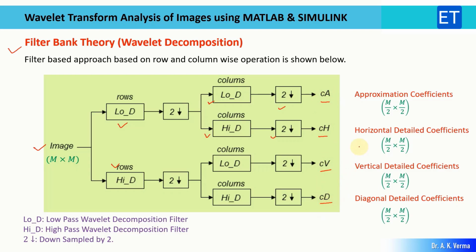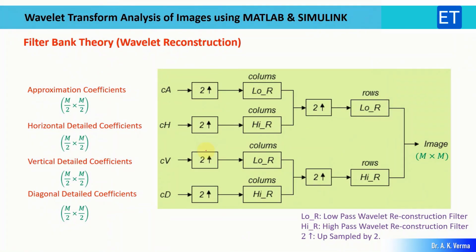This CA is known as the approximation coefficients, and its size is just half of your image M by M. It is M/2 by M/2 because of this downsampling. And this CH represents the horizontal detail coefficients, CV represents the vertical detail coefficients, and CD represents the diagonal detail coefficients. And this is the reverse operation.